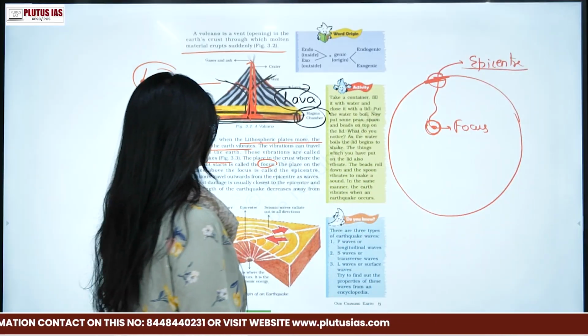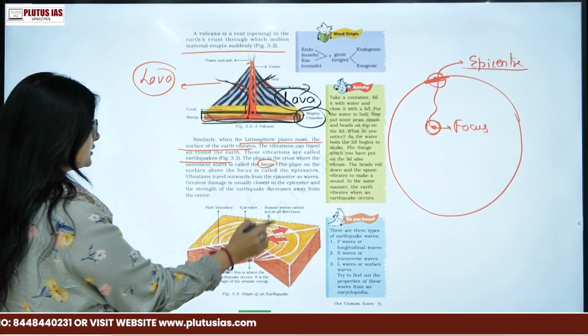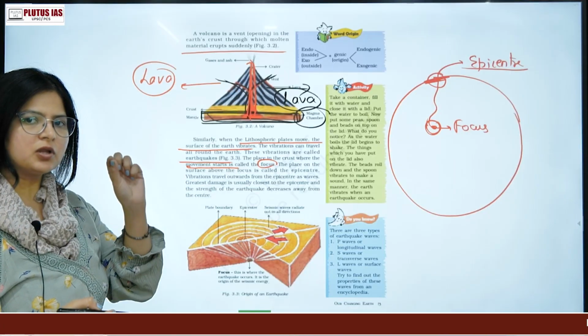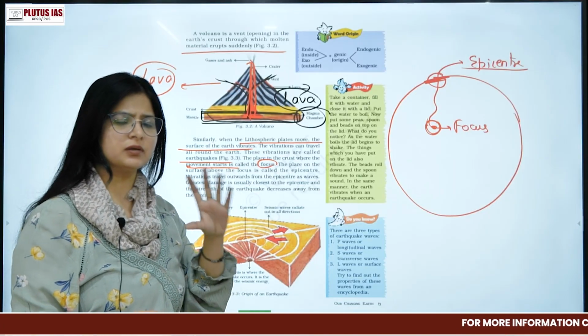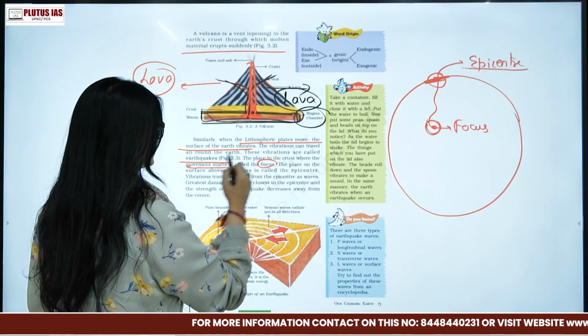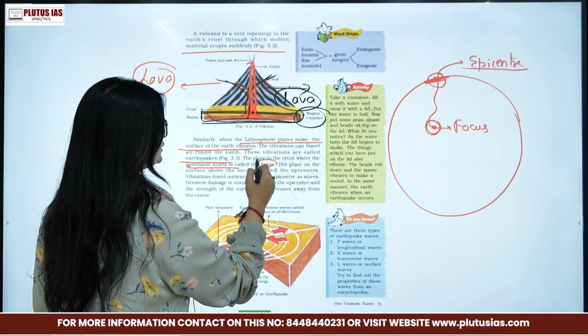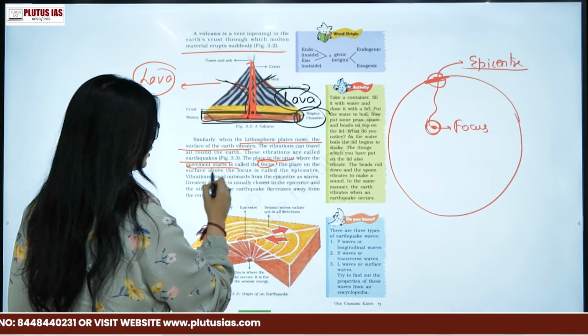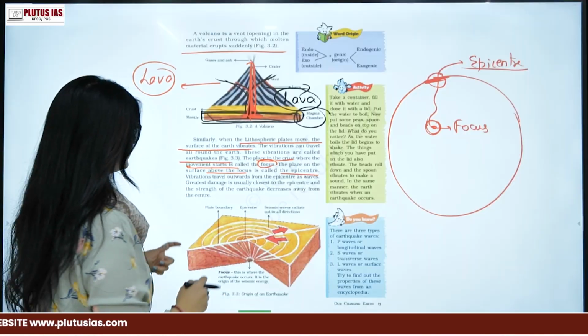This is known as epicenter. So the place in the earth's crust where the movement starts is the focus. Please focus on these points because small details are essential from the prelims point of view. The place on the surface above the focus is called epicenter.